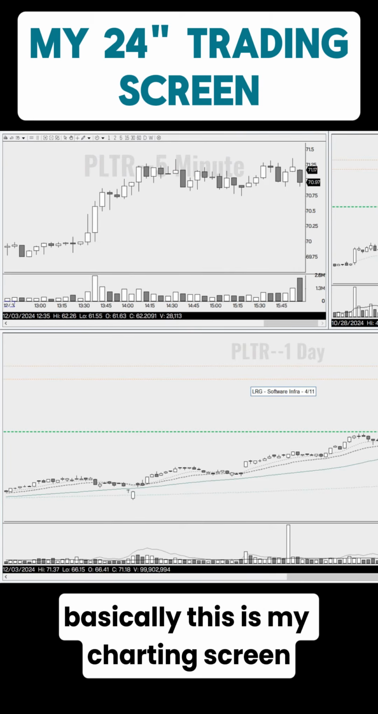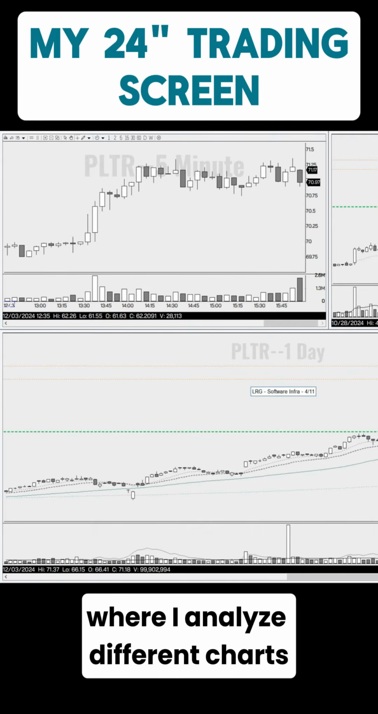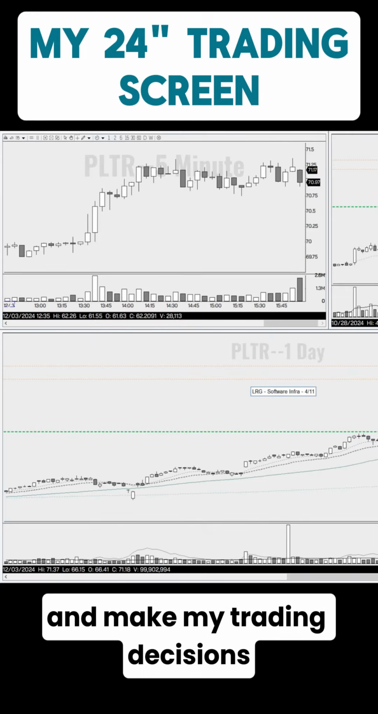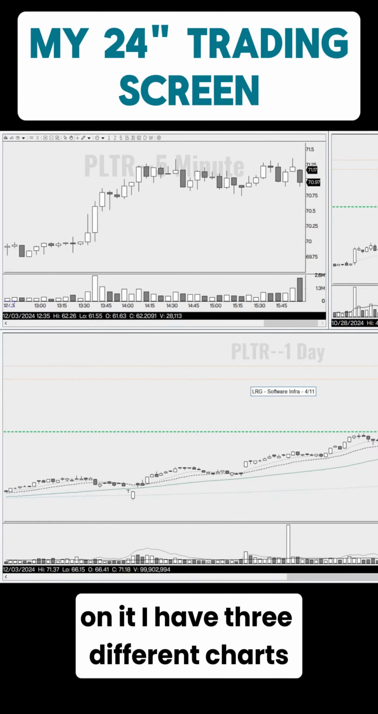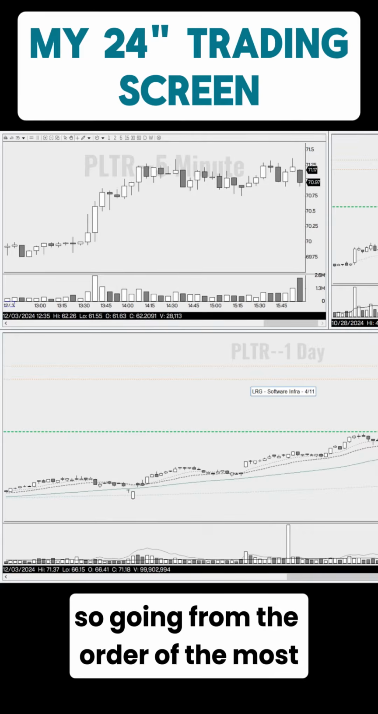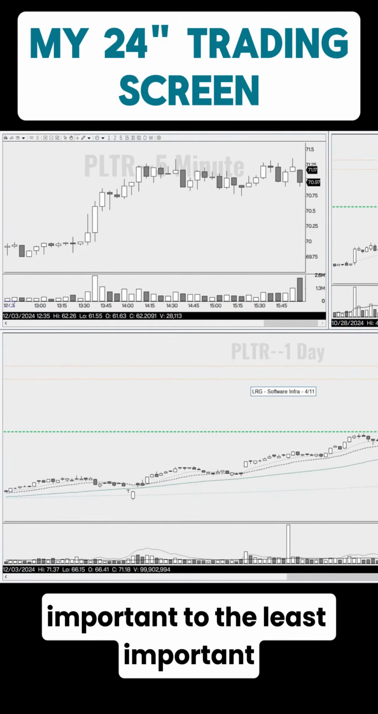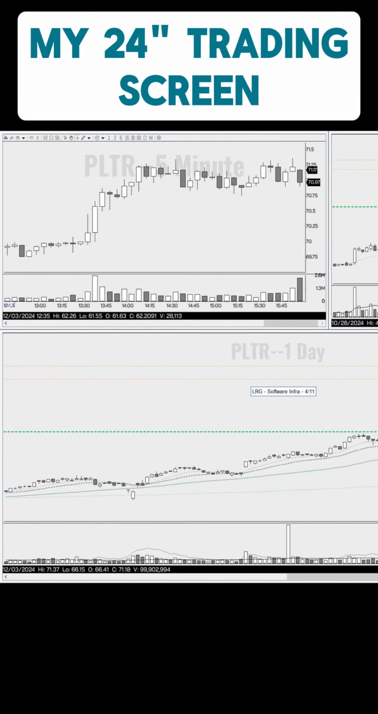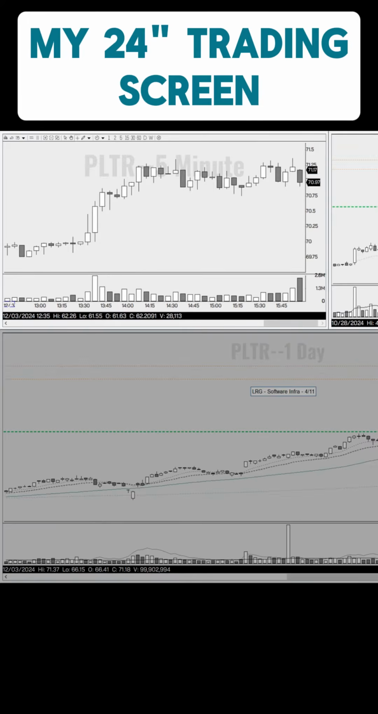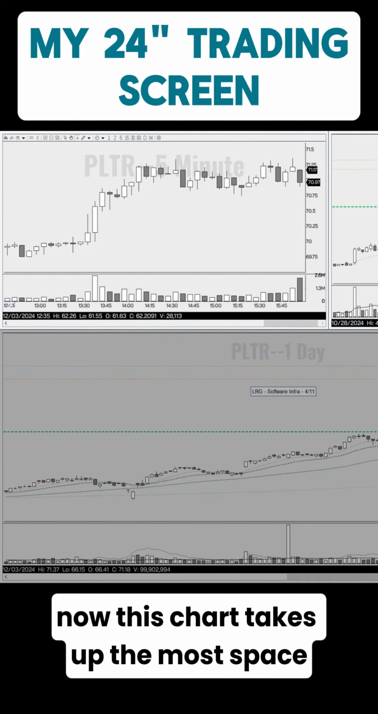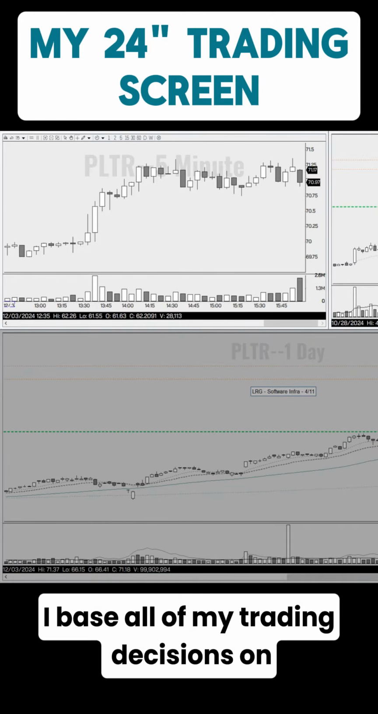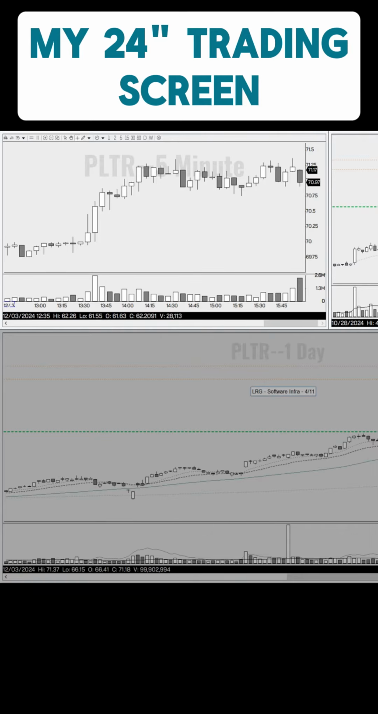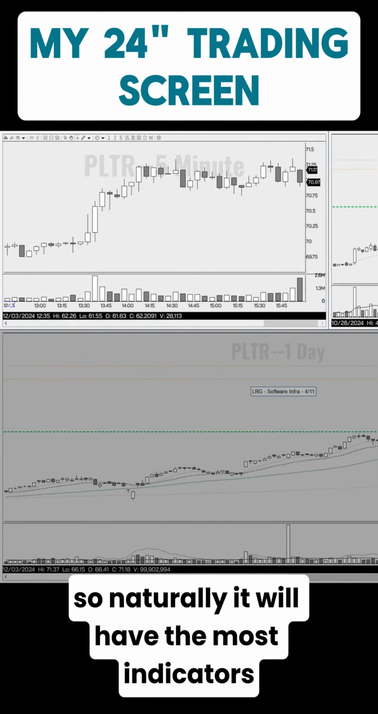Basically, this is my charting screen where I analyze different charts and make my trading decisions. On it, I have 3 different charts. Going from the most important to the least important, there's the daily chart. This chart takes up the most space because it's the time frame I base all of my trading decisions on. So naturally it will have the most indicators.